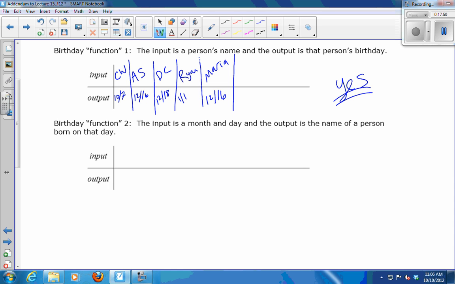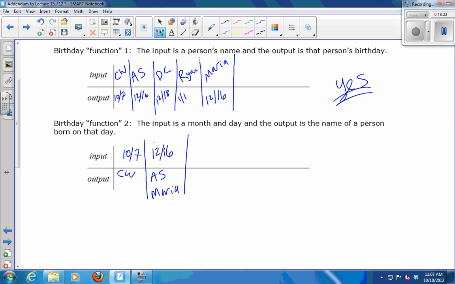Now for birthday function 2, the input is going to be a month and a day, and the output is the name of a person born on that day. So let's see, if I put down 10/7 as the input, the output could be me. Anybody else in this room have a birthday on October 7th? Is it possible that 2 people in this room could have the same birthday? In fact, we have 12/16, right? 12/16 is going to be my input, and my output would be both Andrew and Maria.